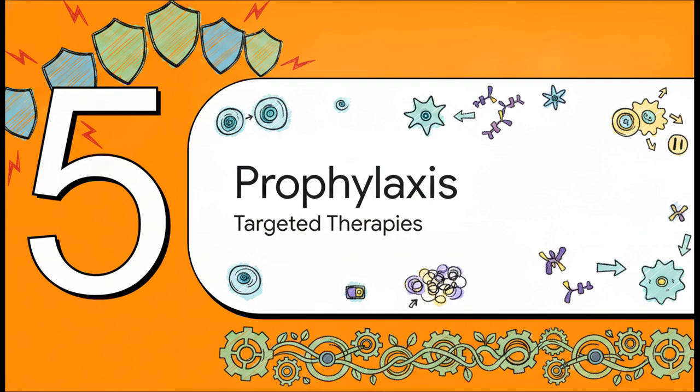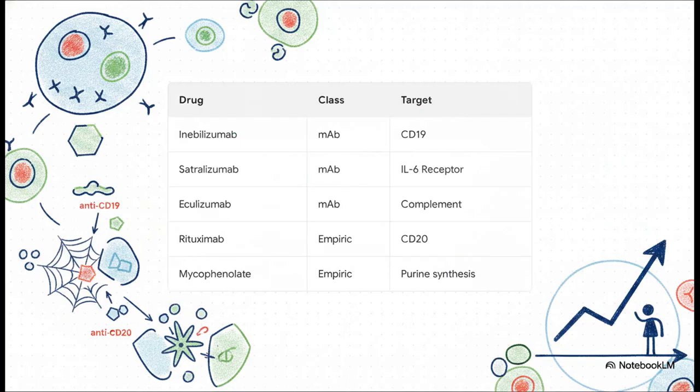And finally, Section 5. Prophylactic Targeted Therapies. To prevent future relapses at all costs, we essentially translate our understanding of the immunopathogenesis directly into prophylactic treatment. It's a perfect mapping of mechanism to medicine. We can target the B cells driving the antibody production using inebilizumab, which is an anti-CD19 monoclonal antibody, or we can use the older empiric therapy rituximab, which targets CD20.